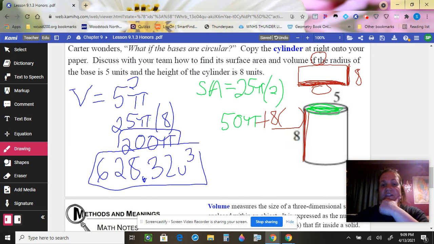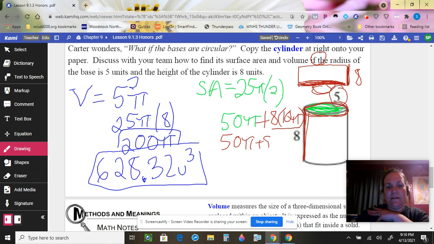I hope you're saying circumference. That would be the circumference of this circle. This length here would go all the way around. It would wrap around that circle. So that's going to be the circumference. So the circumference is 2 times pi times r. So I'm going to have 5 times 2, which is 10, and then times pi. So I'm going to go ahead and change that to 80 pi. And again, I got the 8 from the height of that cylinder.